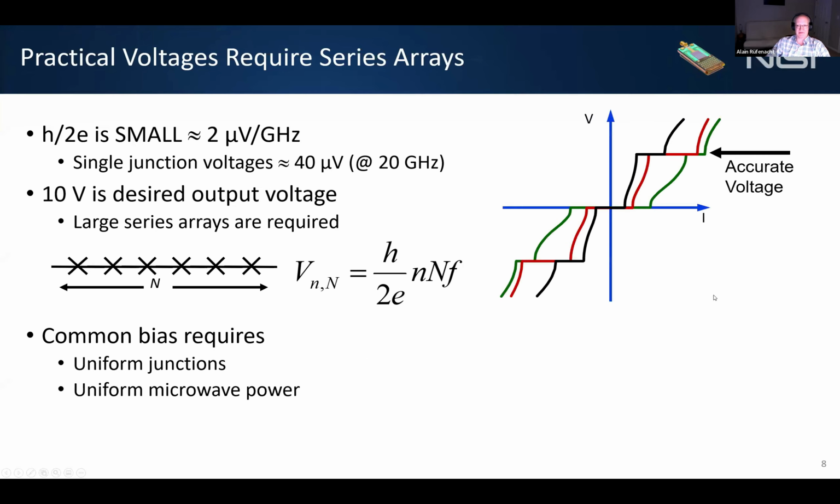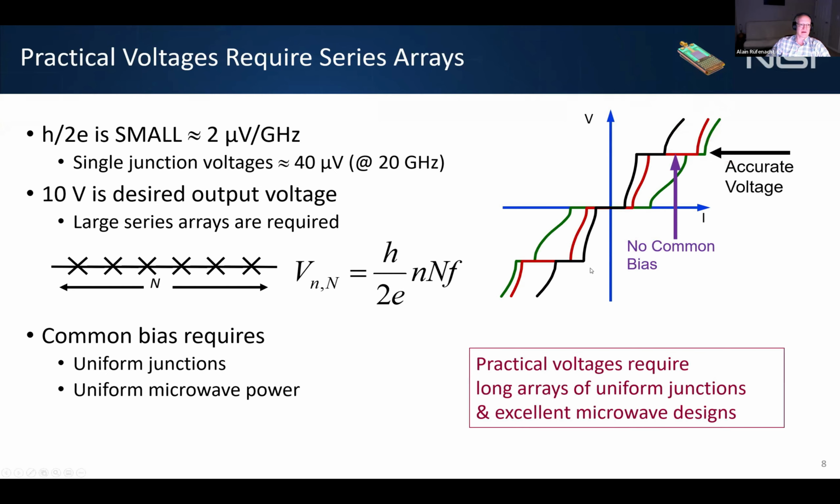The other problem we can have here is the homogeneity of your junctions. If you look at those curves here, they are 3 different IV curves, 3 different types of junctions. They all give an accurate voltage here. However, if you look at the black curve or the green curve, they do not have a common bias. So we can only bias the red curve here. So in order to have the standards, you need a long array of uniform junctions with excellent microwave designs. That is why it took many years to develop all those devices from the discovery by Josephson.